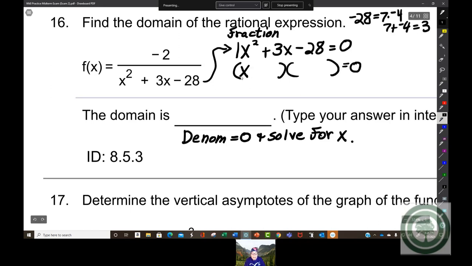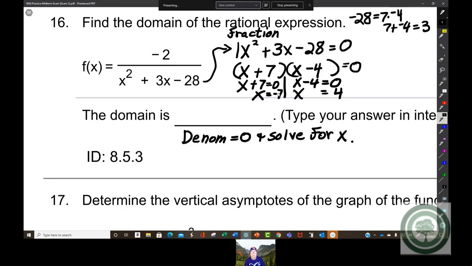So I'll take the x squared and split it apart into x and x, and then positive 7 becomes plus 7, and negative 4 becomes minus 4, and I set each factor equal to 0 and solve for x. So I subtract 7 from both sides, I'll get x equals negative 7, and I'll add 4 to both sides, so I'll get x equals positive 4. And these are the bad numbers. These are the numbers we cannot use because they make the denominator equal 0, which makes this f of x undefined. So we have to take them out of the domain.